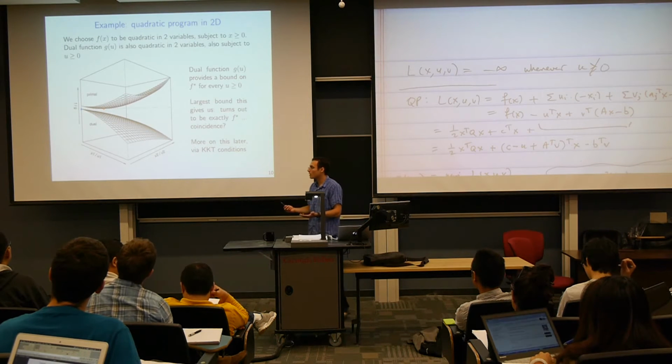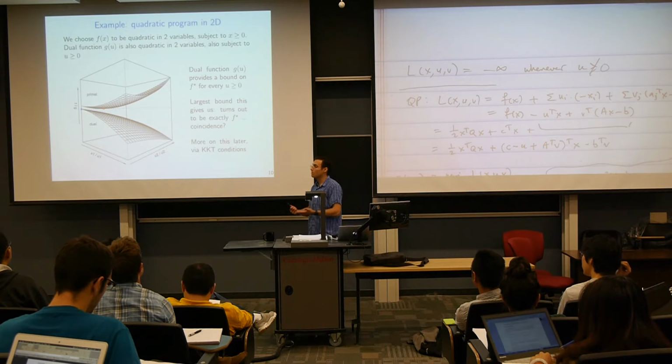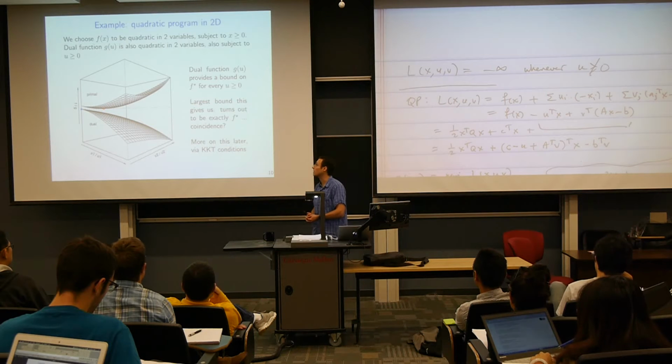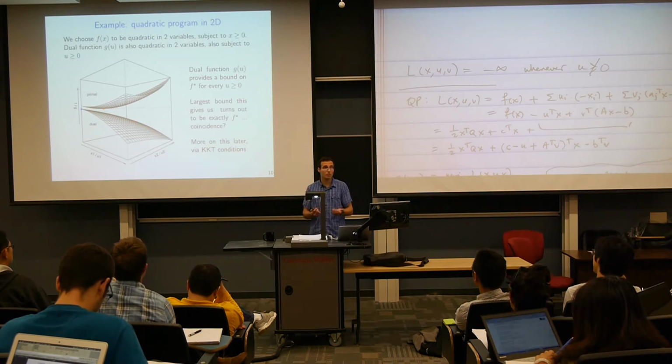Okay, so if we were to try to look for the tightest lower bound possible out of the dual, we would get back the primal criterion value at its optimum exactly. Okay, so we're going to talk about that. That's called strong duality.